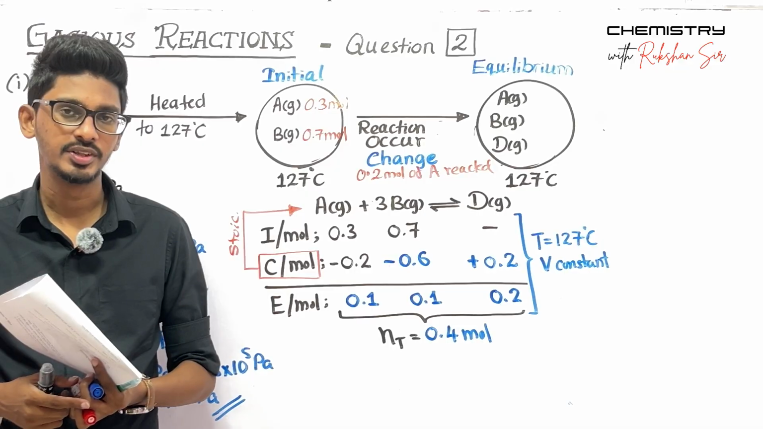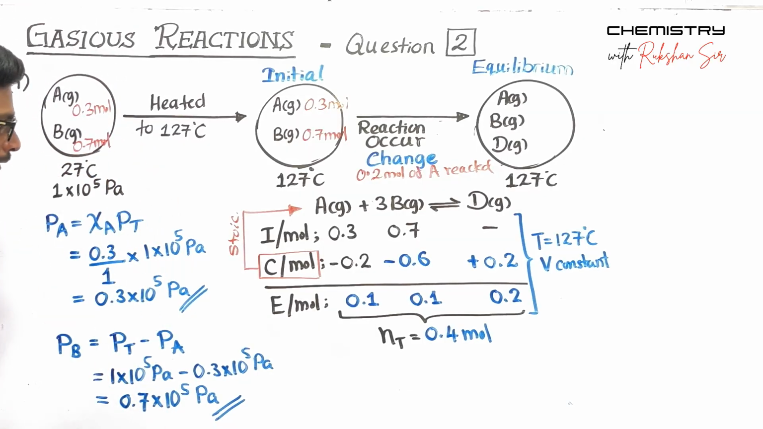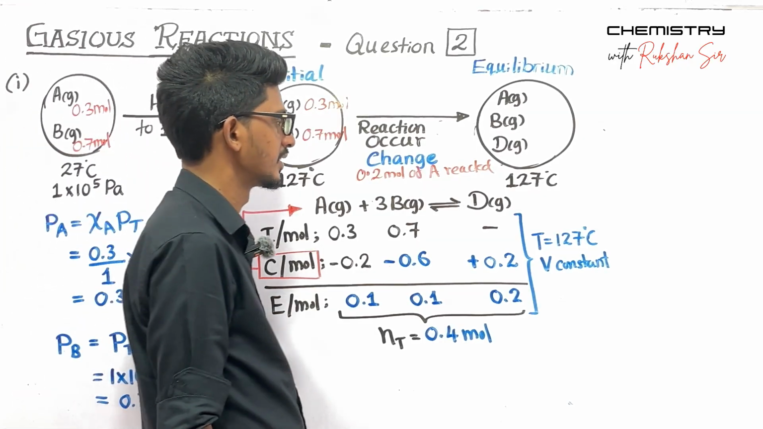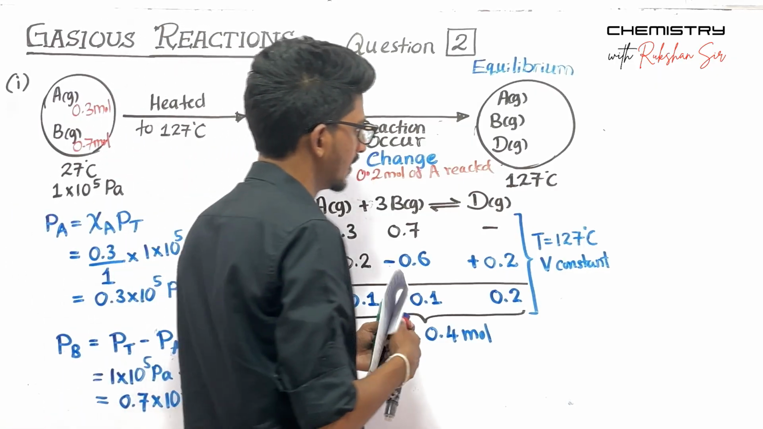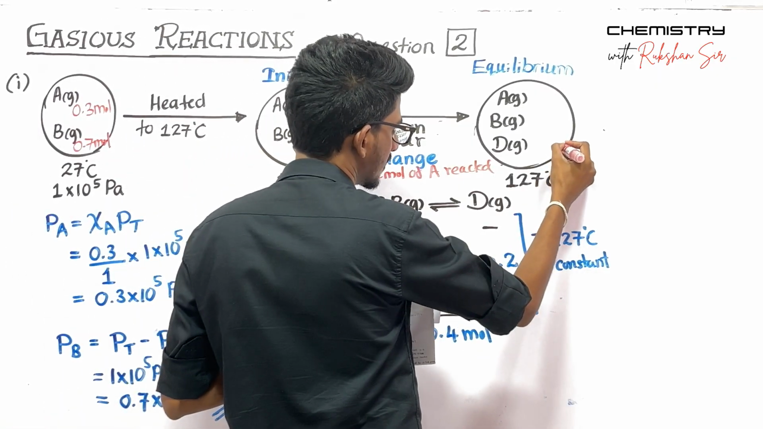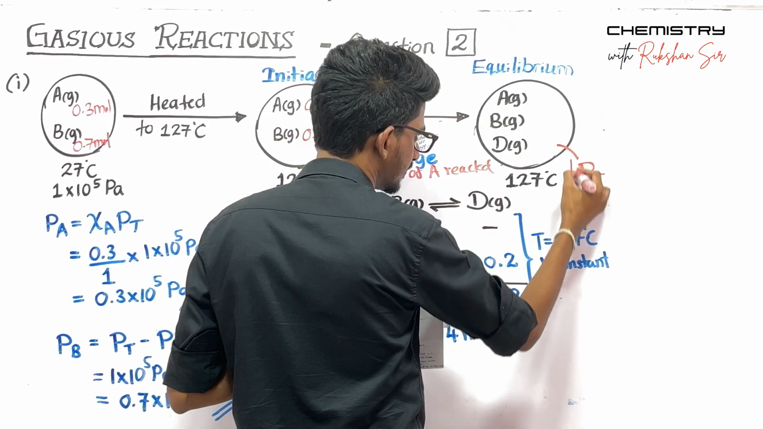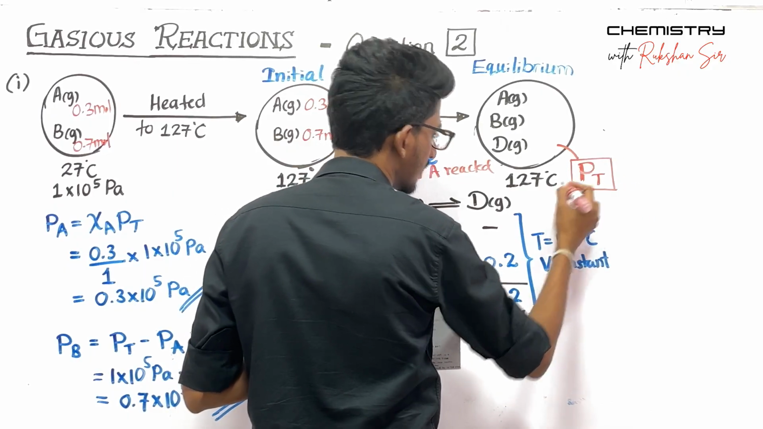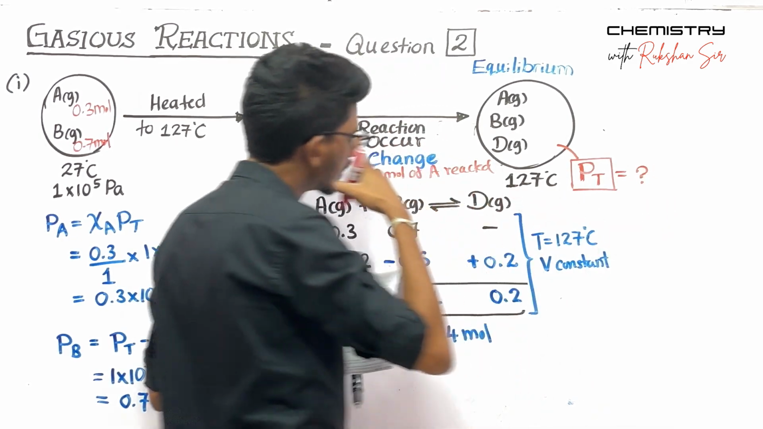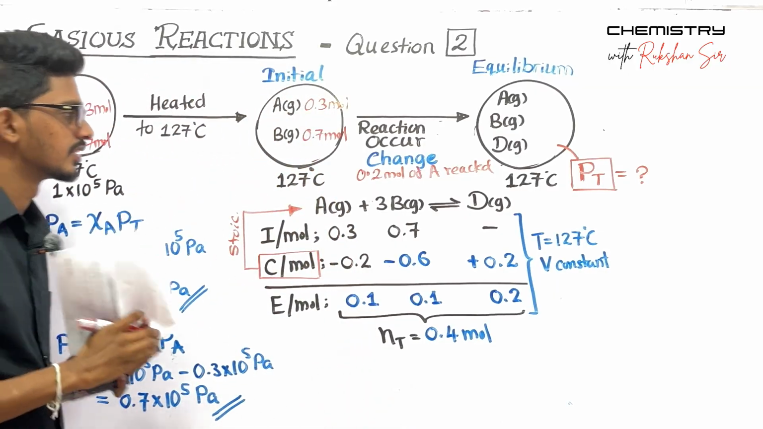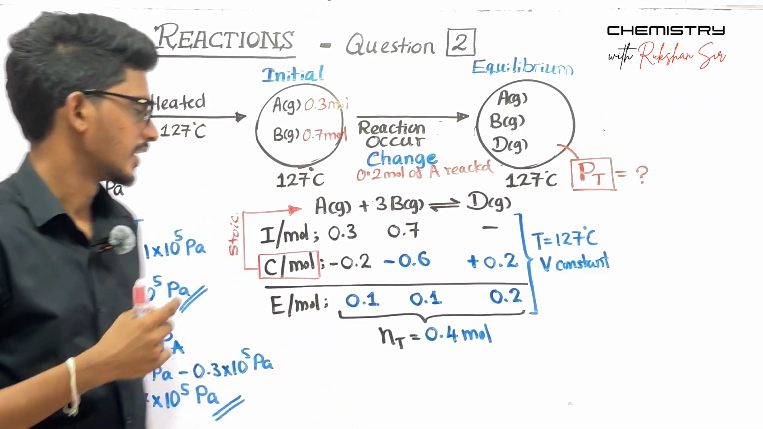Let's use the method of proportionalities. What we need is to come up with the total pressure first. Total pressure is our goal here. So we are trying to come up with the total pressure of this system, P total, that is what we are referring to. Let's discuss this method of proportionalities and how to use it.